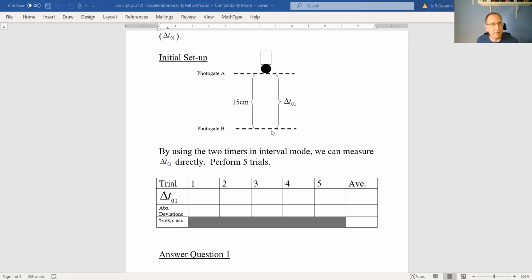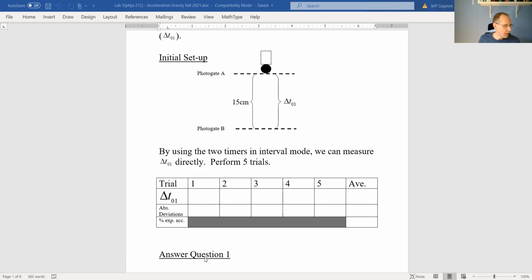Okay. So you're going to collect the data, right? Again, if you're watching this because you missed this lab for some reason, make sure you get this data from your lab partners. And if for some reason you can't get the data from your lab partners, send me an email and I can give you the data that you need. So we're going to do 5 trials, and you're going to fill in the table here with the time it took the ball to fall the first 15 centimeters, the delta T01s, so 5 trials.